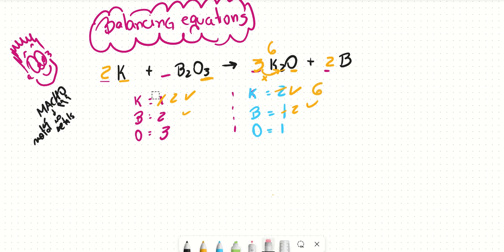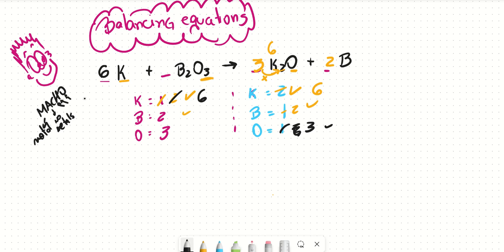So what I'm going to do is erase this one over here. And it's like, okay, so this is my number here. Actually, I have 6 potassium, and now I have a 6 over here. I have 3 oxygens over here and 3 oxygen over here, right? So everybody is balanced and happy, okay?